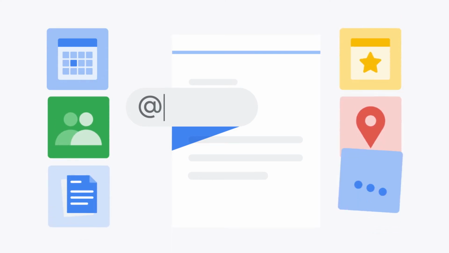Okay, but what about quickly adding a date to Google Docs without having to type it out? Smart chips. You can type the @ symbol for a quick and convenient way to add things like a date, or even link to people, files, calendar events, places, and more, all without leaving your document.